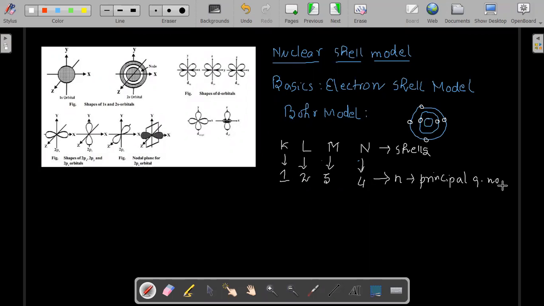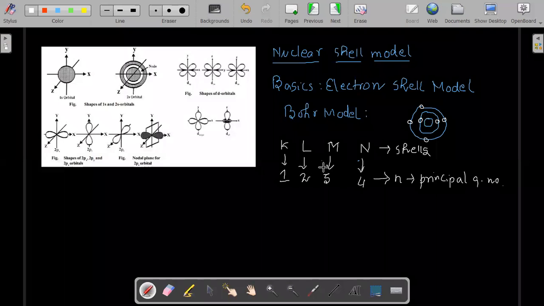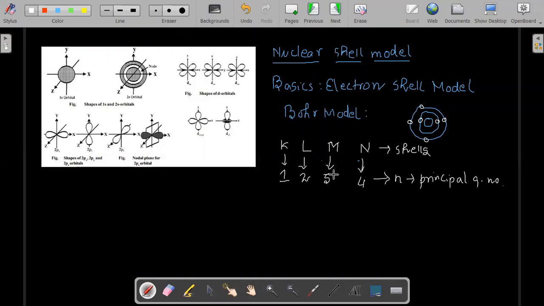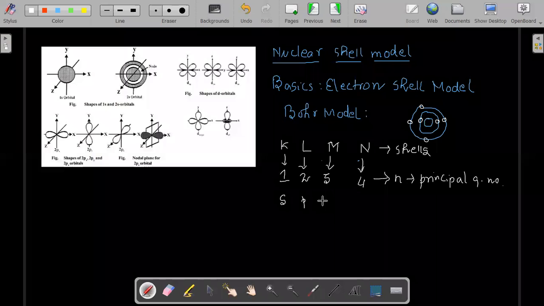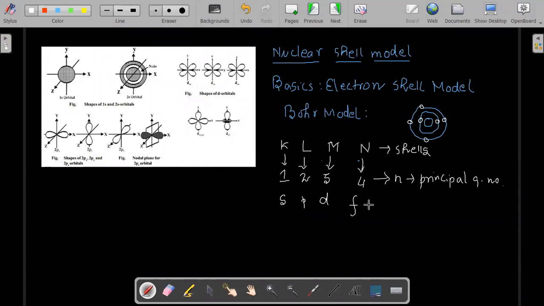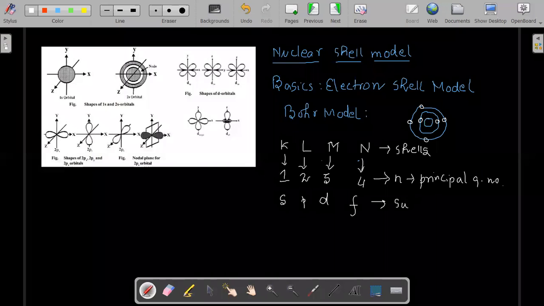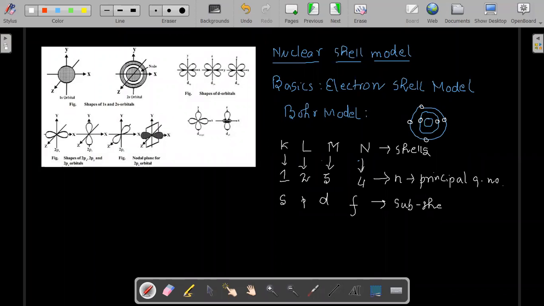Now, it's not that you just have the electrons inside a shell. Even inside a shell, there is something called a subshell. A subshell might be s, p, d, f, and so on. So inside a shell there will be subshells: inside K there will be subshells, inside L there will be subshells, and so on. Now the question is, how many subshells will be there inside K and so on.